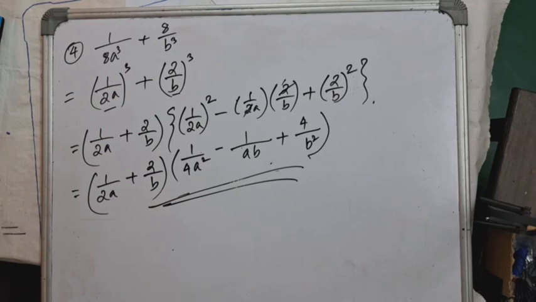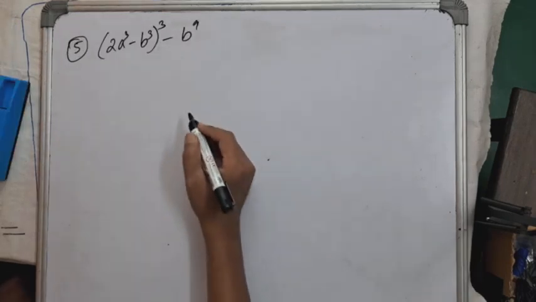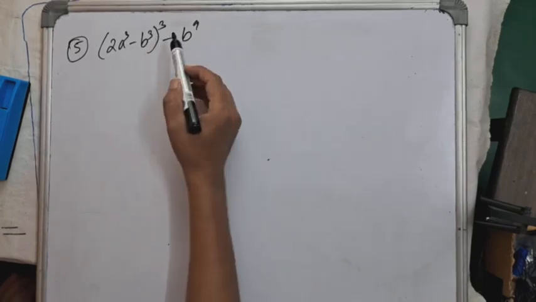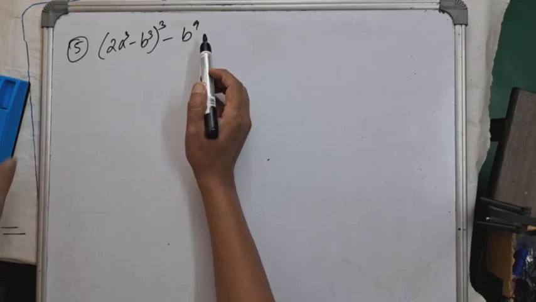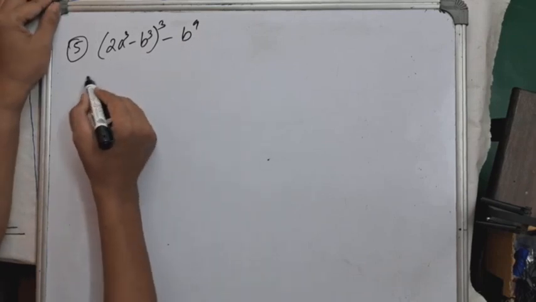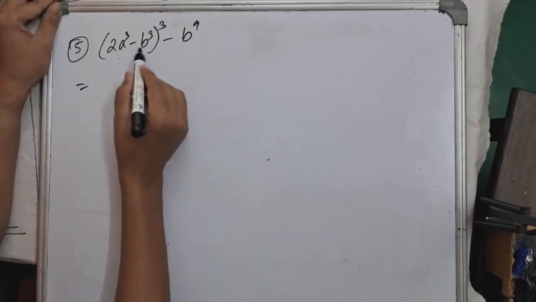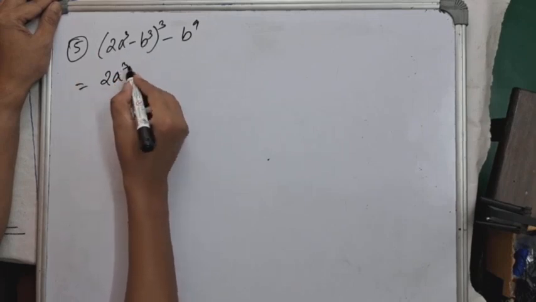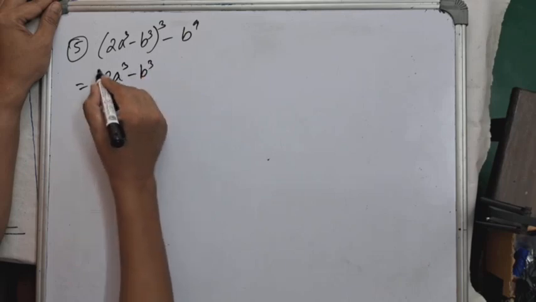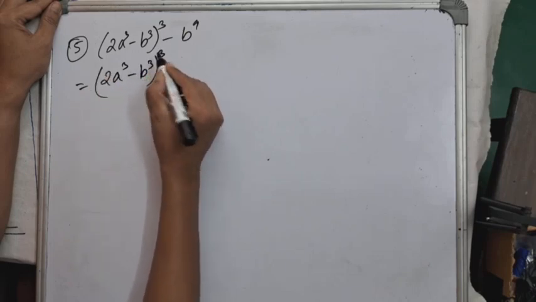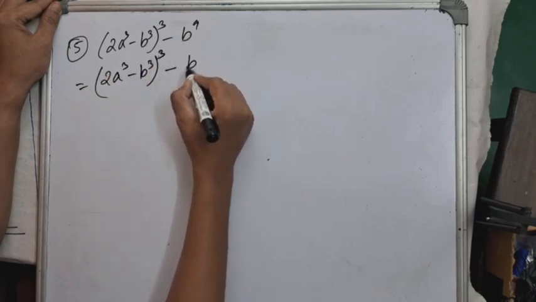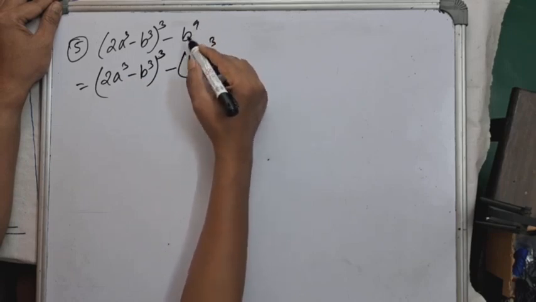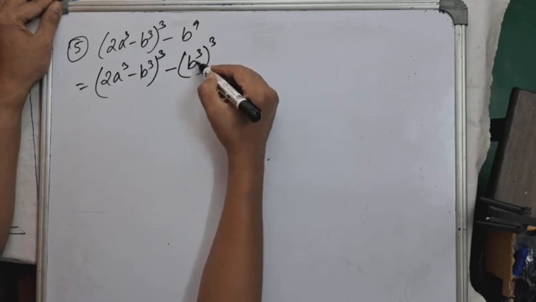Now let's do the next question. Let's do question number 5. So we have 2a cube minus b cube whole cubed minus b to the power 9. What we do is we write this expression as it is, 2a cube minus b cubed whole cubed, and this we rewrite as b cubed whole cubed. So 3 3s are 9. B to the power 9 means b cubed whole cube.